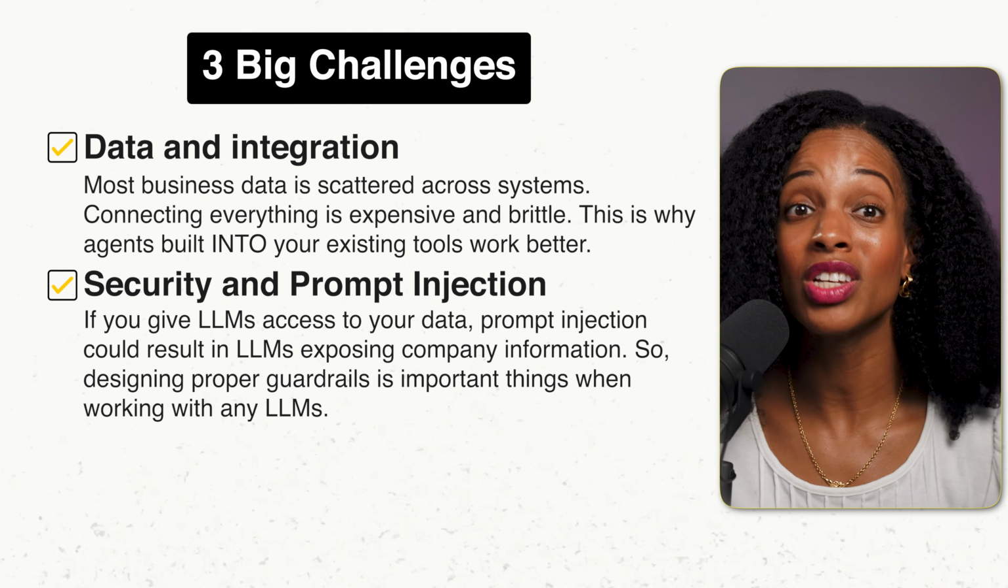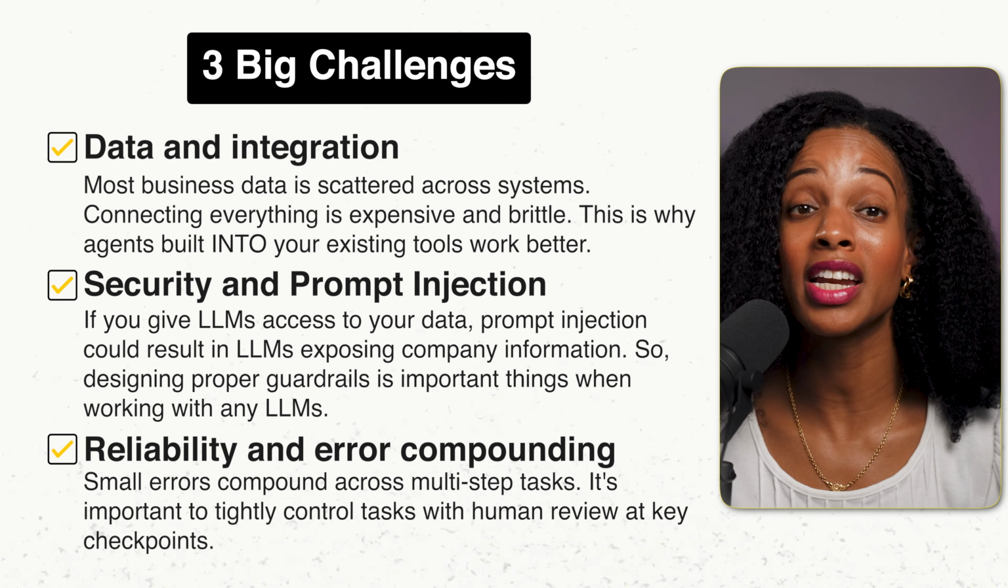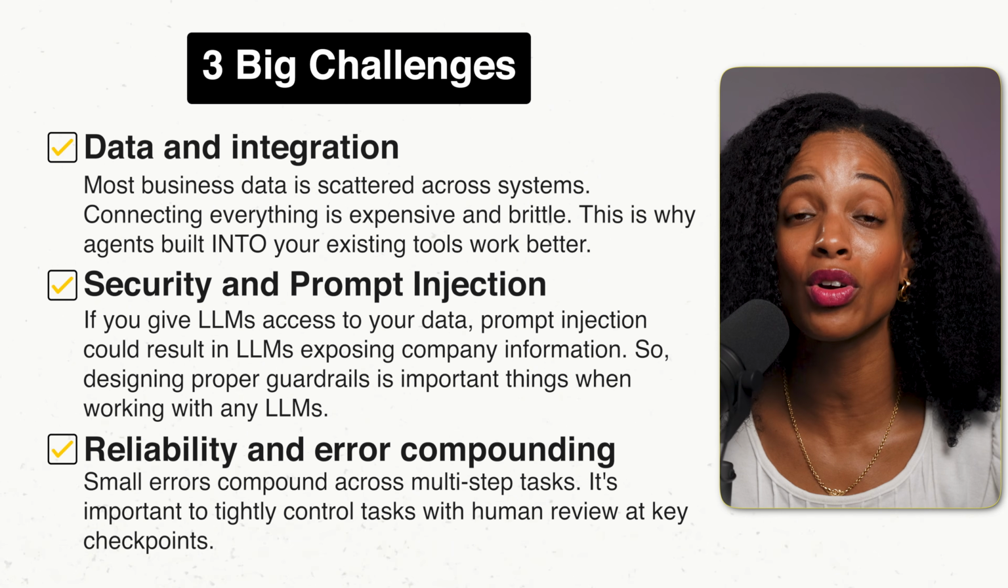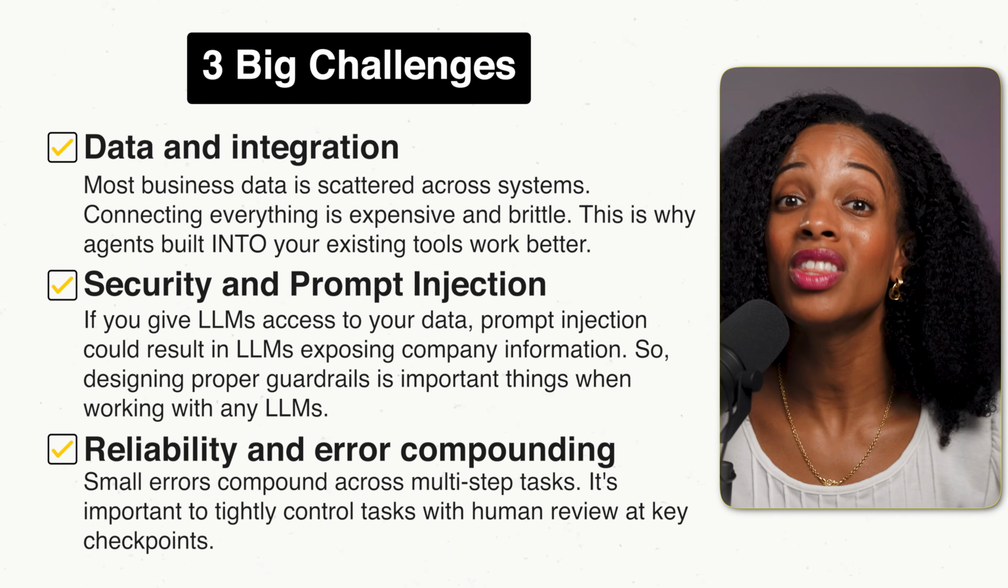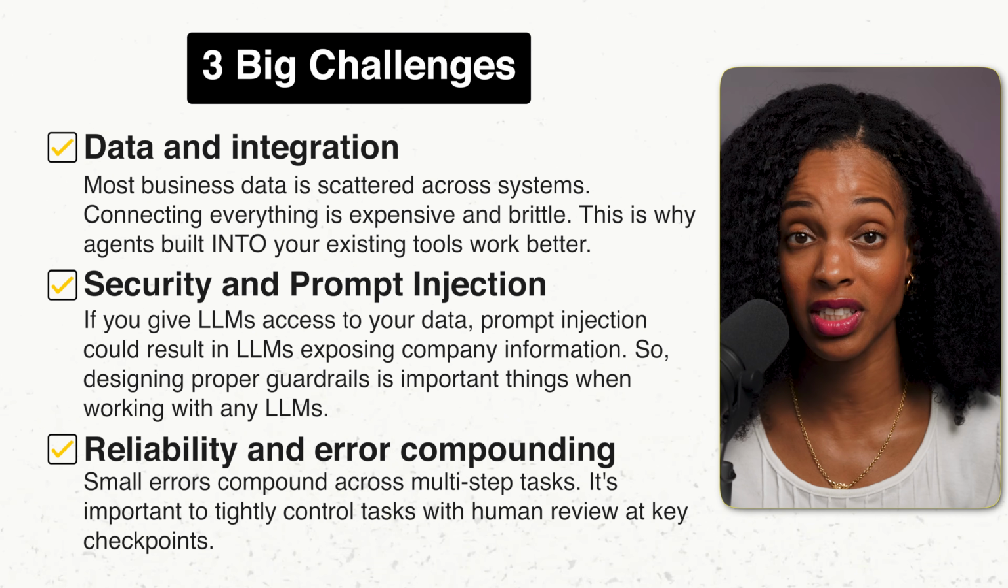And the third challenge is reliability and error compounding. So AI is not perfect, and if there are small errors, these can compound across multi-step tasks. So this is where you need to tightly control tasks with human review at key checkpoints. Agents are powerful, but still brittle and hard to operationalize at scale.